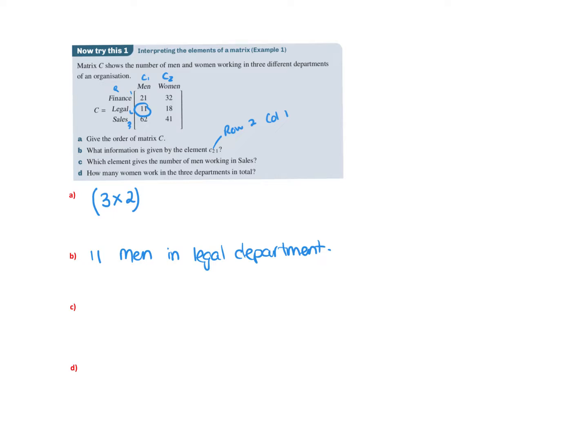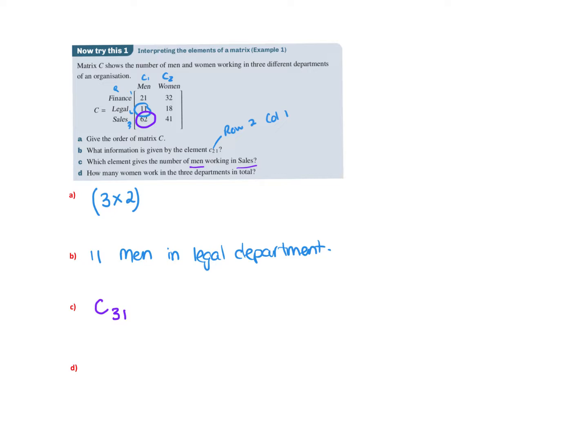Okay, so in the next question, it's asking us which element gives the number of men in sales. So if you go to men in sales, that's here, that's 62. So they want you to label it with the coding. So we're in matrix C and we need to go to row 3 and column 1. So we'll see C31 to get the men in sales. And then the last question is how many women work in the 3 departments in total.